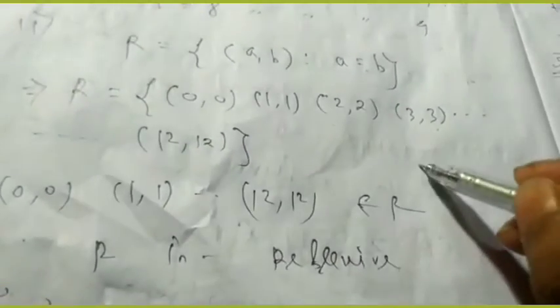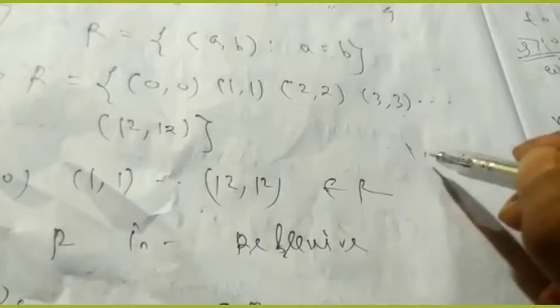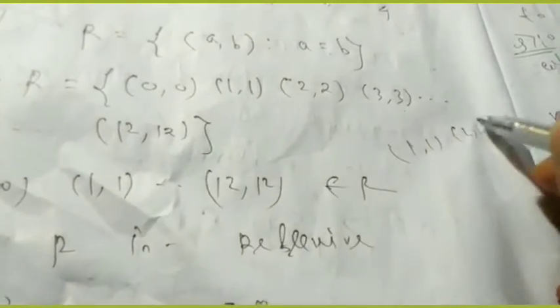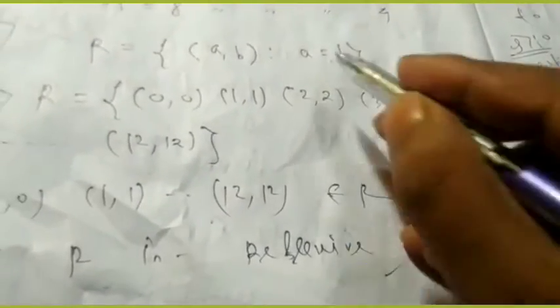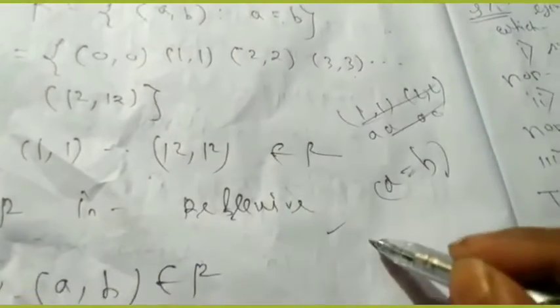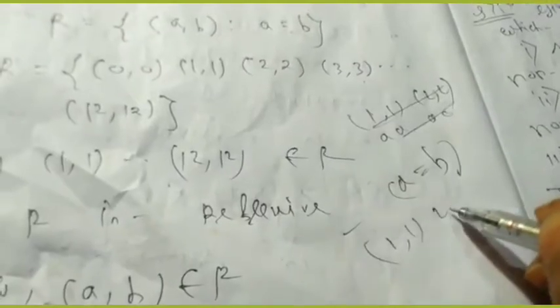Then (0,0), (1,1), (2,2) all those elements belong to R. So R is reflexive, because as I said, those elements (1,1), (2,2), like (a,a). If the ordered pair is like that, then we can say that it is reflexive. Again, the condition given is a equal to b, which means elements like (1,1), (2,2).